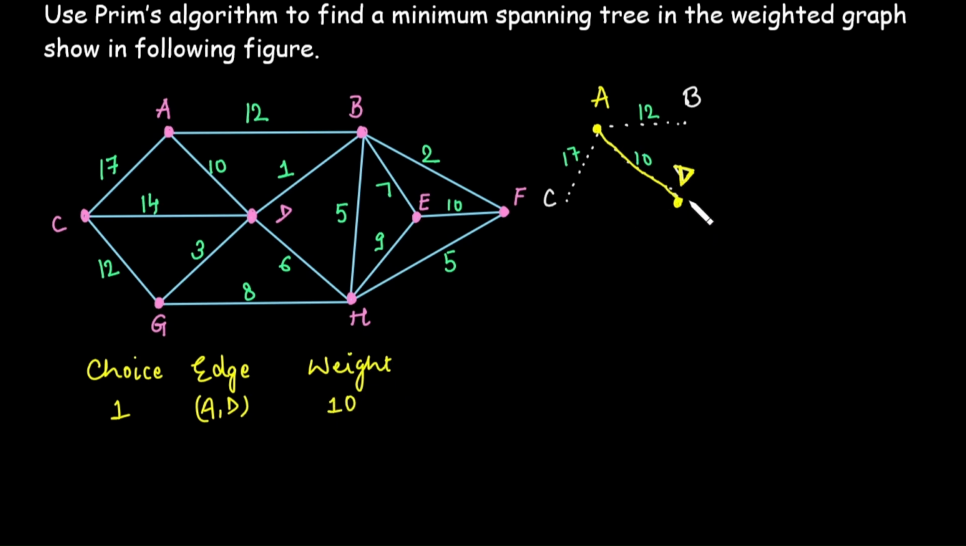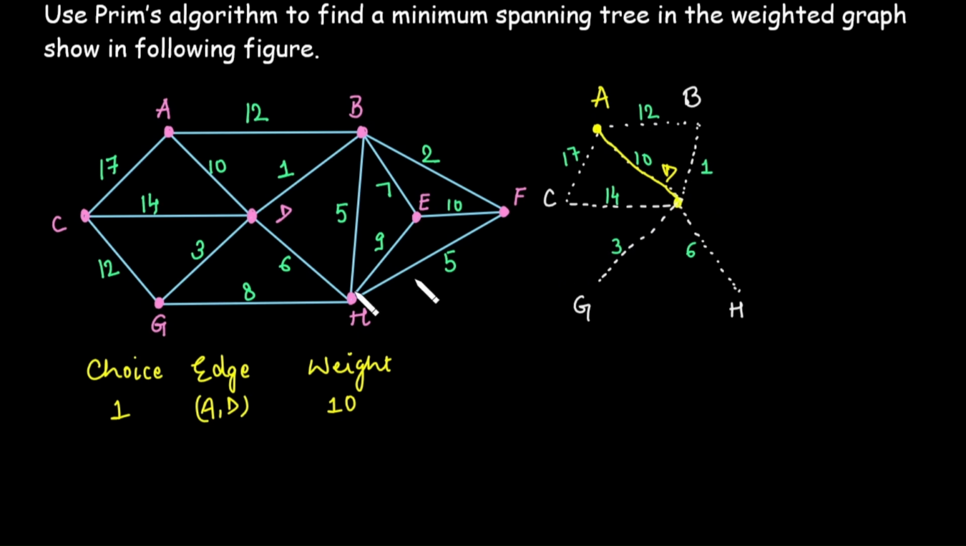Repeat the same procedure. We have a new vertex in the tree, that is D. Now D is connected with vertices B, G, H and C. Also write the weight over these dotted edges. Next we need to take the minimum weighted edge over the dotted lines. Here we have 17, 14, 3, 6, 12 and 1. The minimum weight over the dotted edges is 1.